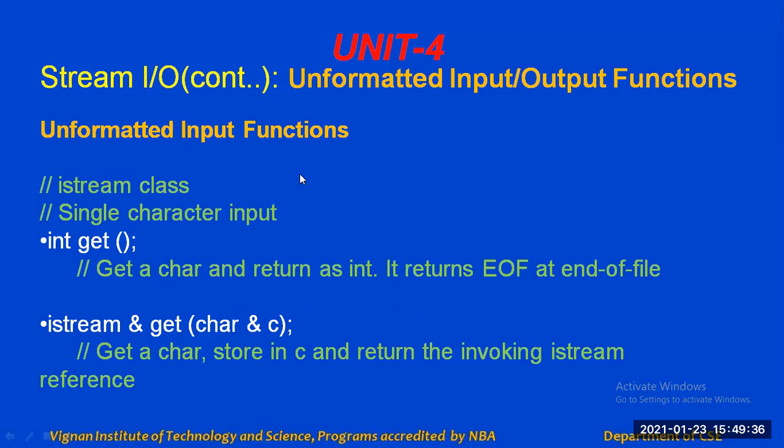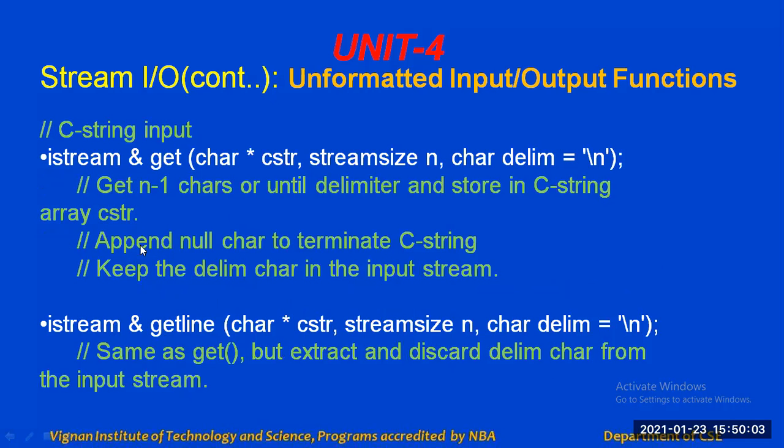Similarly, we have the unformatted input functions, get and getline. The get function reads a character and returns it as an integer, or it returns end of file. Its general syntax is istream& get(char& c), which reads the character from the input stream and passes it to the program, and returns the invoking istream reference.